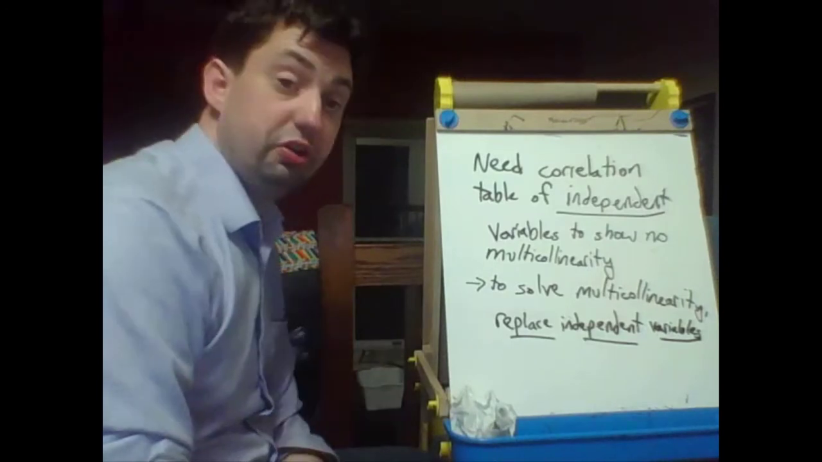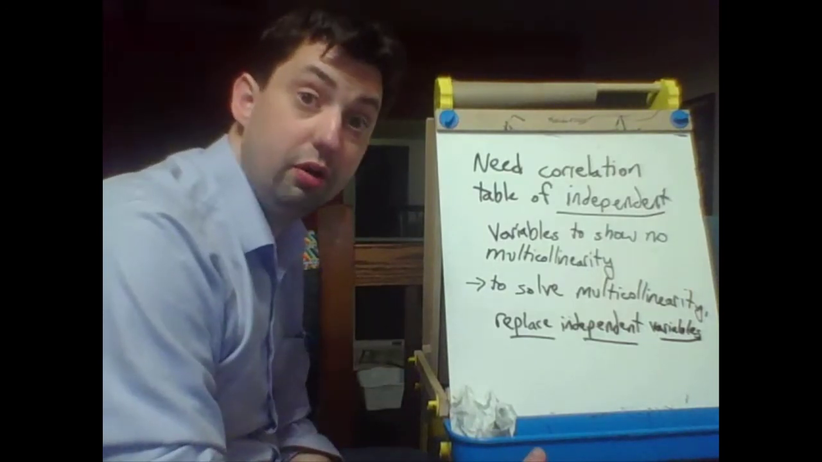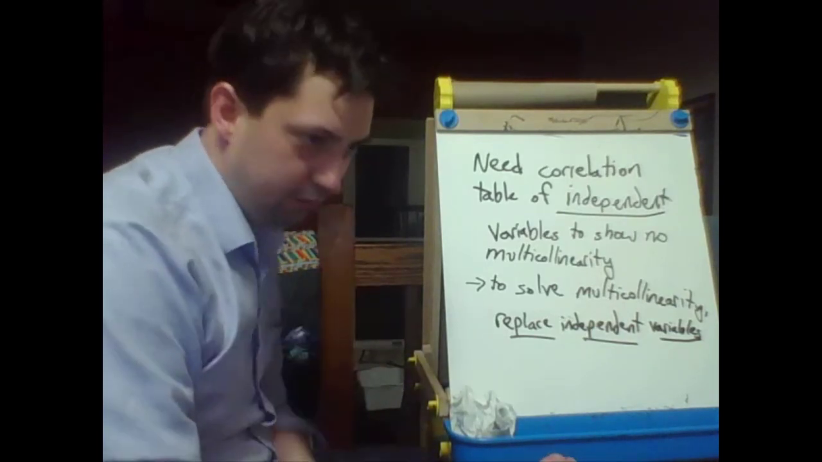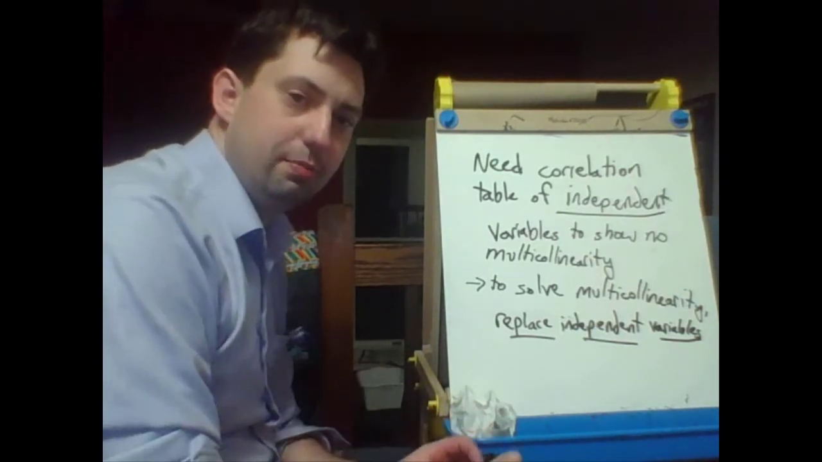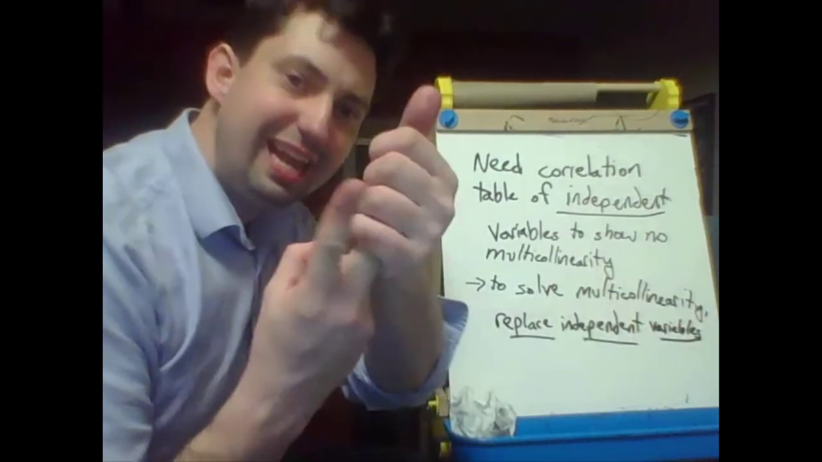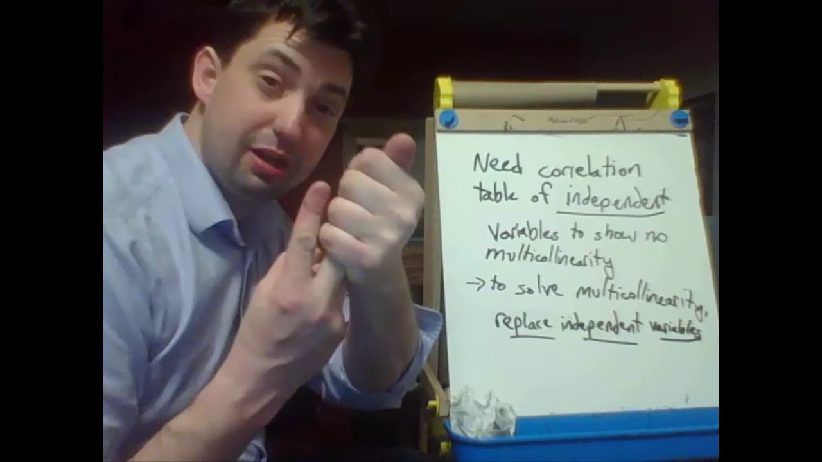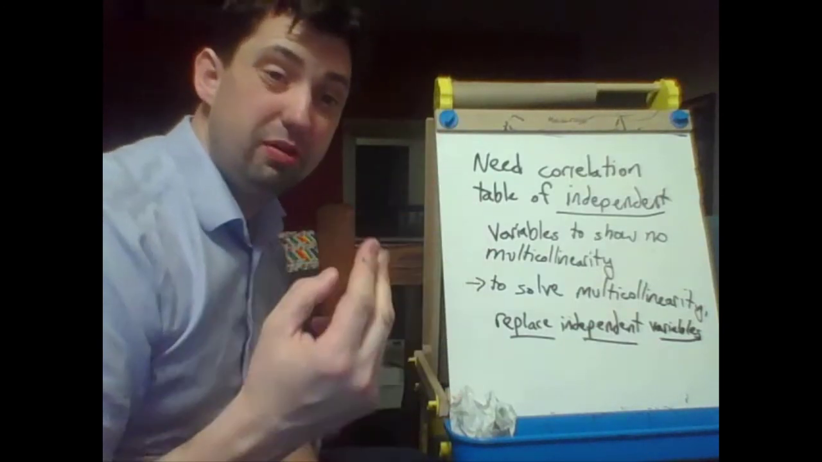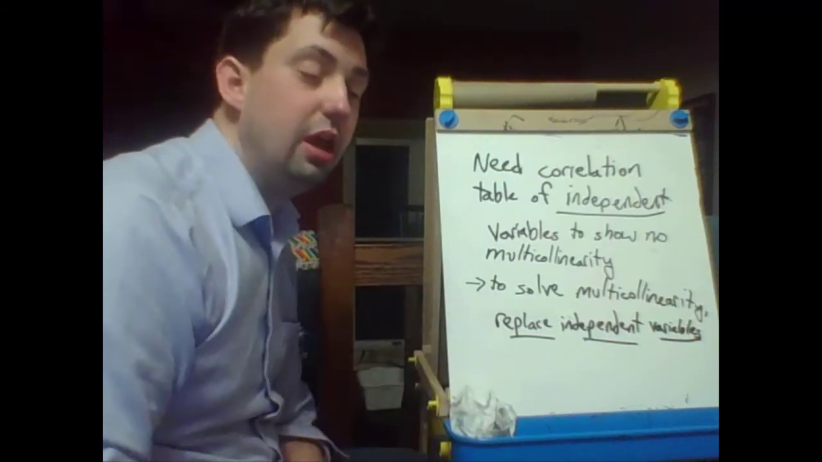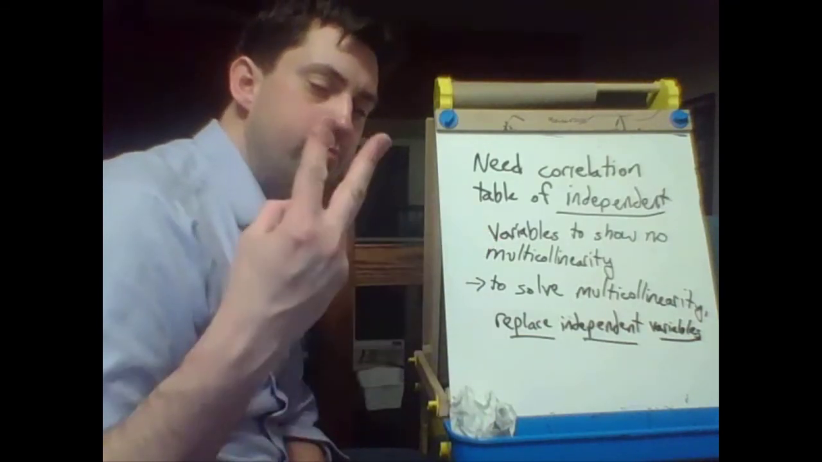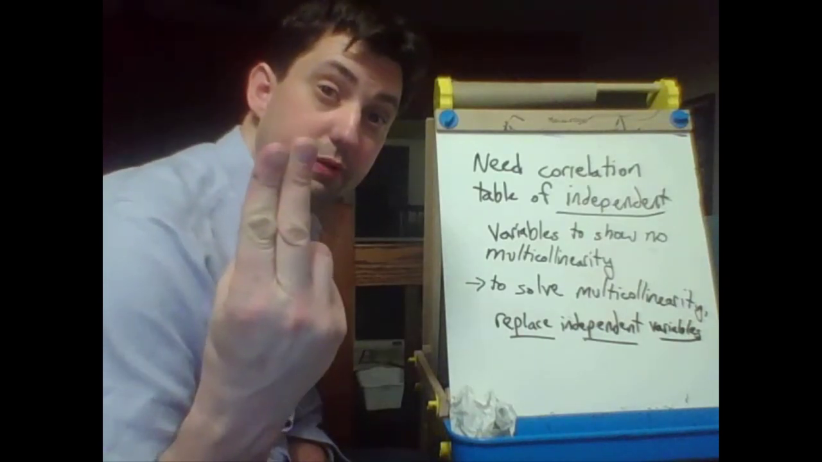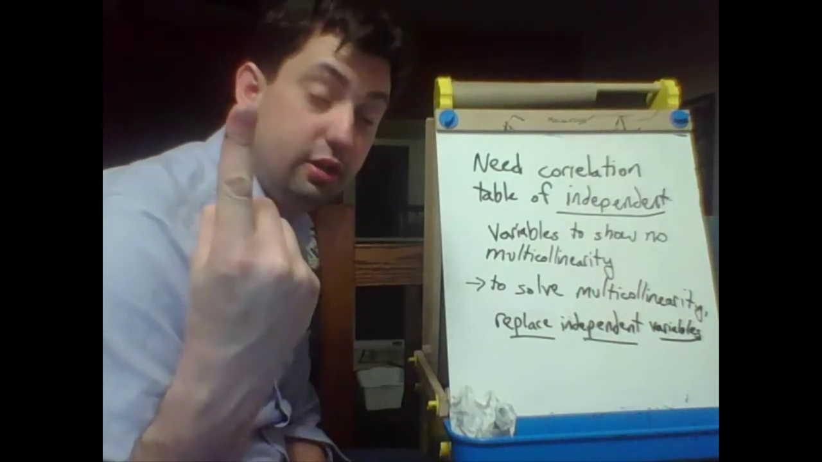To solve multicollinearity, if you do have highly correlated variables, you've got to remove one of them. You don't need to remove all of them, just the one that's creating the problem. If you have two variables that are highly correlated with each other, then you only need to take out one of them and replace it with something else. You don't need to take out both. The problem is not the mere existence of one of them, and it's not both of them individually. The problem is both of them together. If you remove one, the other one is fine.